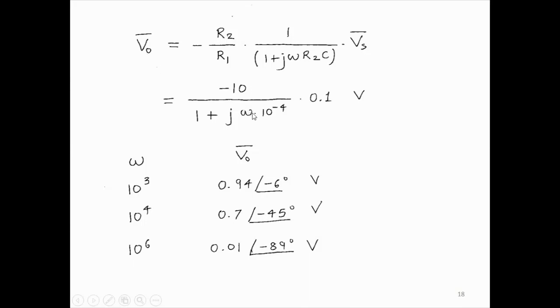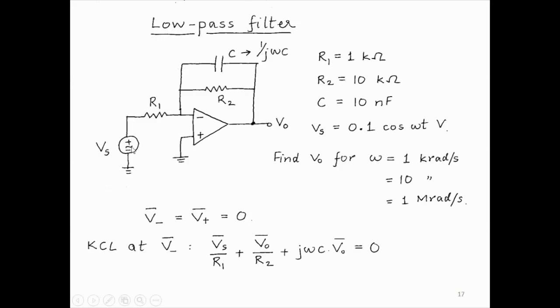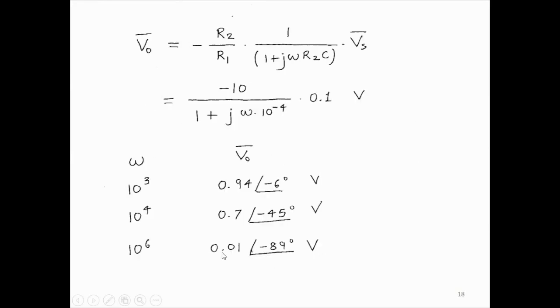As omega increases, the denominator magnitude increases, and therefore the Vo magnitude decreases. So this circuit is called a low pass filter. If the input frequency is low, 1 kilo radian or lower, then the output corresponding to that input has the same magnitude as the input. When the input frequency becomes larger, the output magnitude for that frequency is very small, 0.01.